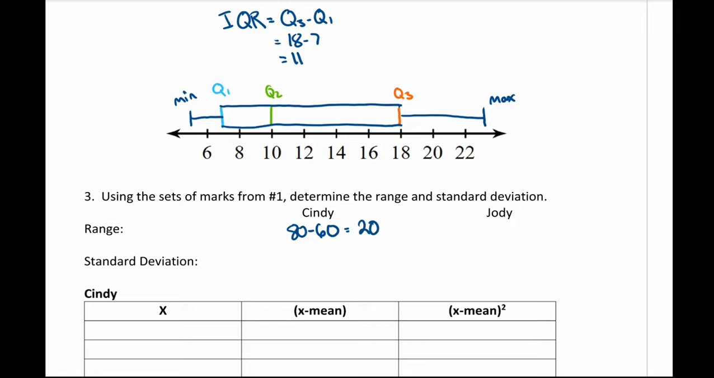Which equals 20. So that's the range. For Jody, I believe it was 90 is our highest mark, minus 40, which equals 50.